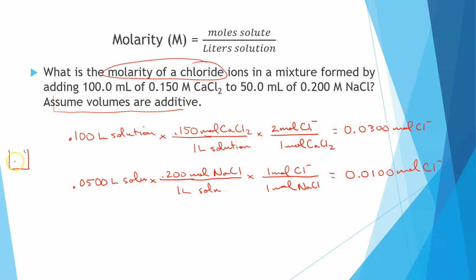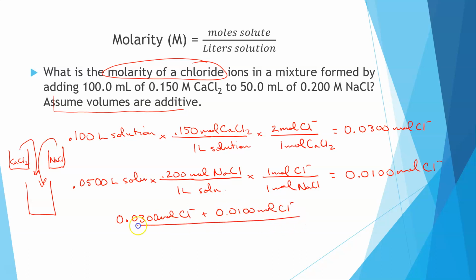Now, these two got mixed, right? So I took the CaCl2 and the NaCl solutions and I put them into one beaker. So now in that beaker I have a total of 0.04 moles of chloride ion. So my moles of chloride ions are 0.030 moles Cl minus plus 0.010 moles Cl minus, and we assumed that the volumes are additive, so the new volume of the solution is 150 mL.